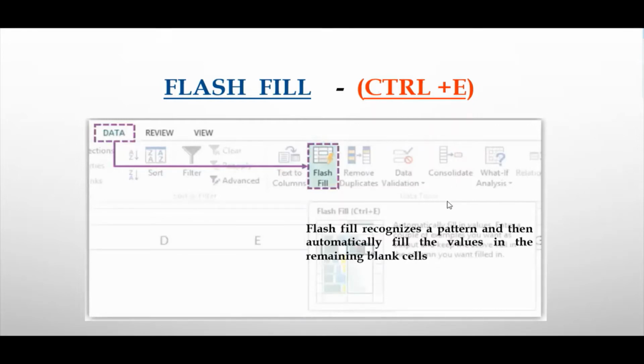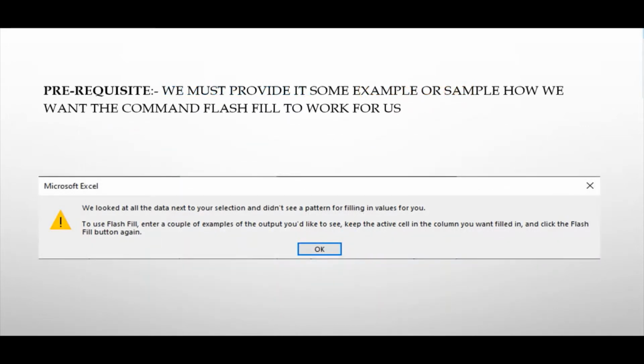And what does Flash Fill do? It recognizes a pattern and then automatically fills the values in the remaining blank cells. There is a prerequisite: we must provide it with some 2 or 3 outputs apart from the input, that is, some example or sample of how we want the Flash Fill command to work for us.